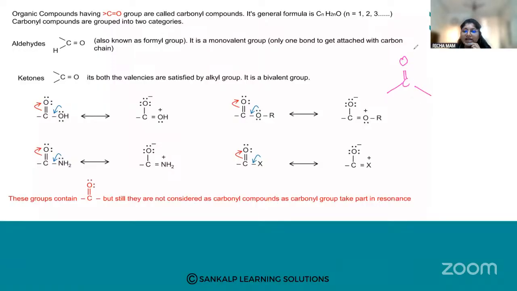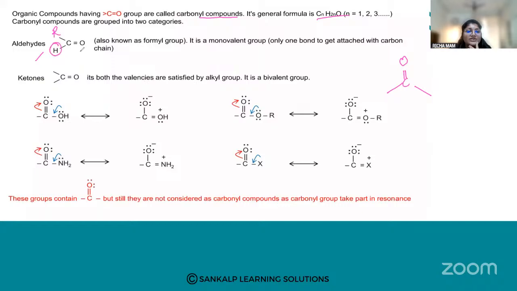So the organic compound which has this C double bond O group is called a carbonyl compound. Its general formula is CnH2nO, where n can be 1, 2, 3, 4, and so on. These carbonyl compounds are grouped into two categories. The first is aldehydes, and the other is ketones. In aldehydes, it is a monovalent group, so only one bond gets attached to the carbon, and the other will be hydrogen.